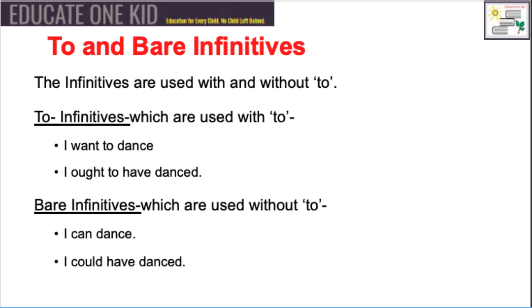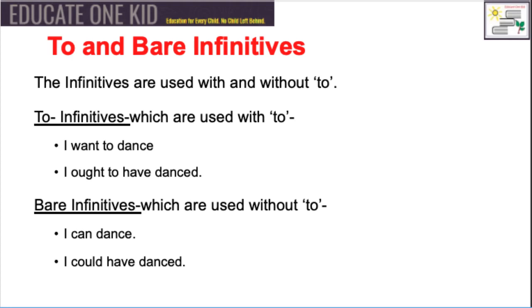Now, to infinitives are the ones which are used with to. Example, I want to dance. I ought to have danced. Now, bare infinitives are the ones which are used without to. Example, I can dance. I could have danced. You can see how both these sentences make complete sense but are used with to and with the bare form of the infinitive.